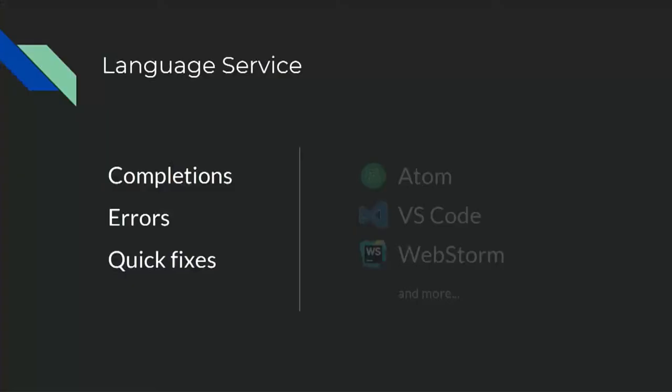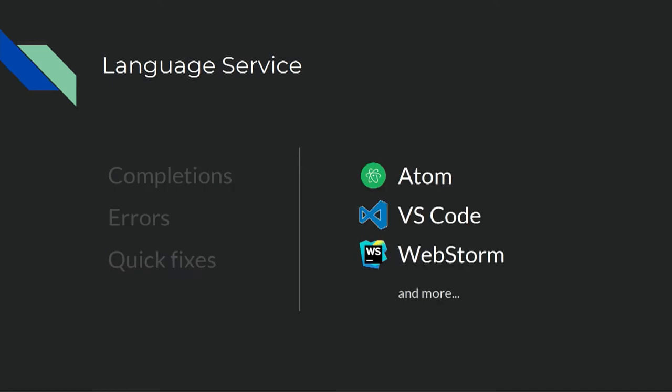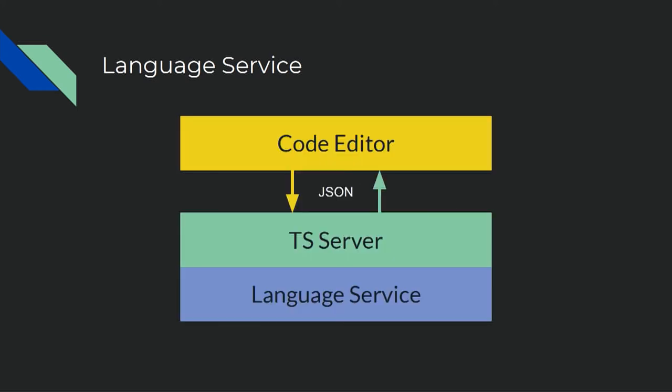There is a core part of the TypeScript compiler called Language Service. It is responsible for the common editing operations like code completions, error finding, quick fixes, code colorizations, and many more. Each time you launch your editor like Atom or VS Code or WebStorm, Vim, why not, it communicates with the language service of TypeScript to provide a good developer experience. Each time you open a TypeScript file, the code editor launches a special process called TS server, and this TS server encapsulates the TypeScript core and the language service and exposes them through a JSON protocol.